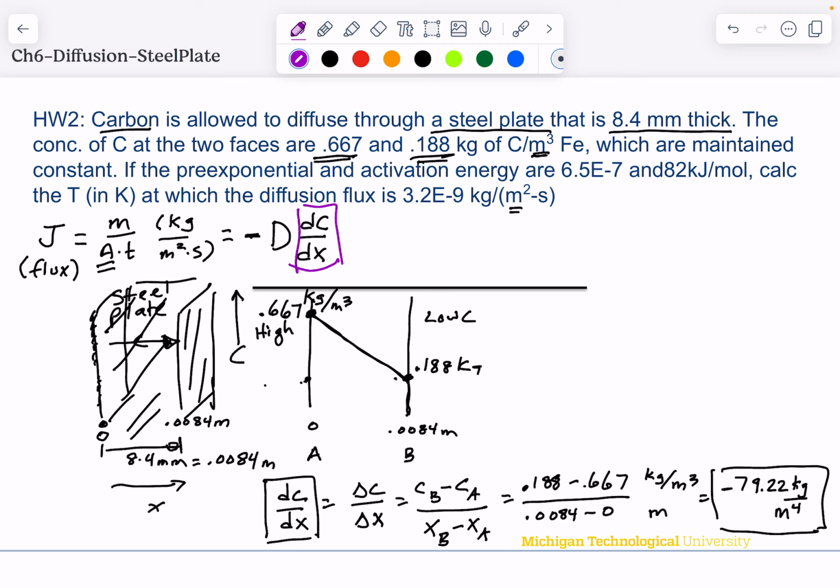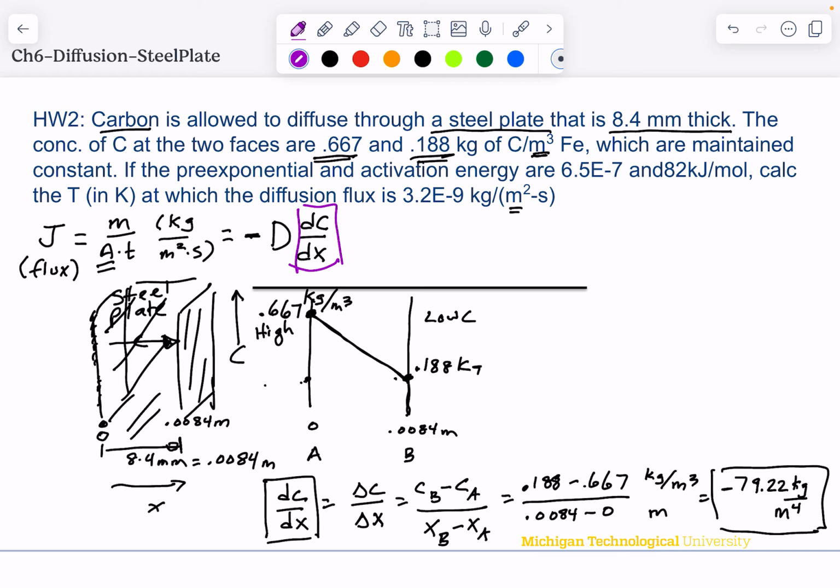And I'm just going to look back because I'm like, what are we trying to find here? So carbon is allowed to diffuse. The concentration of the carbon is this. If the pre-exponential and activation energy are these two values, calculate the temperature in Kelvin at which the diffusion flux is 3.2 times 10 to the 9th kilograms per meter squared per second.